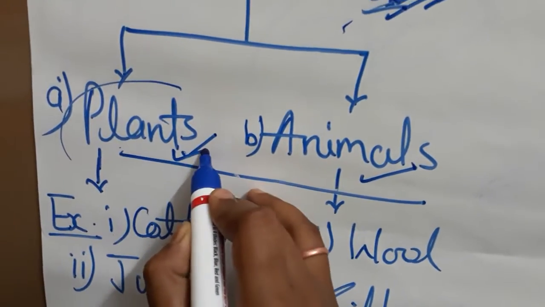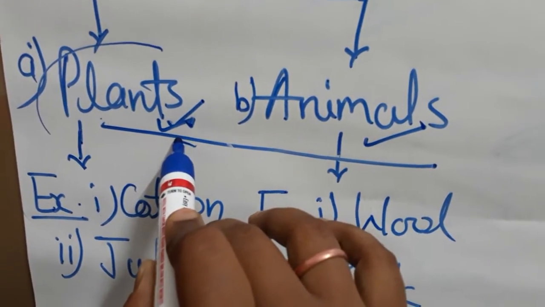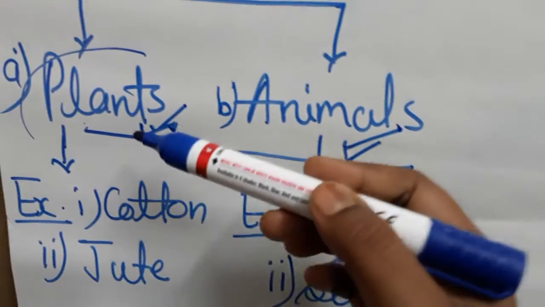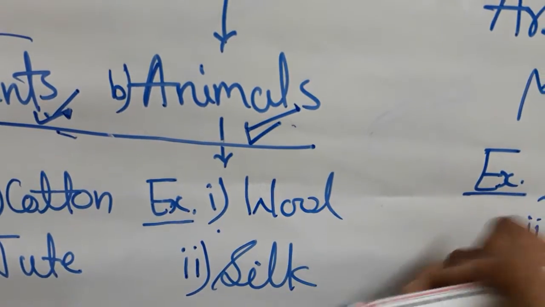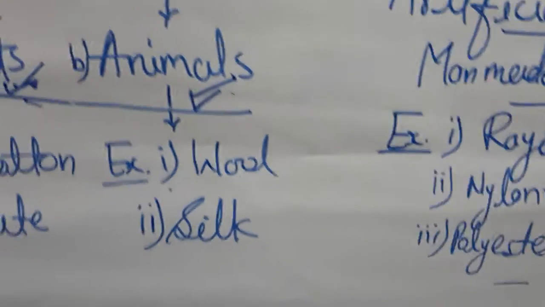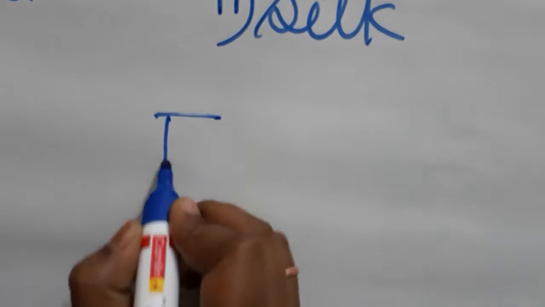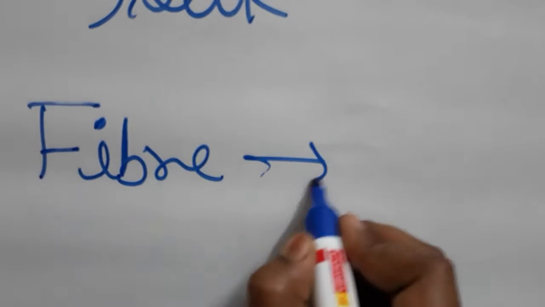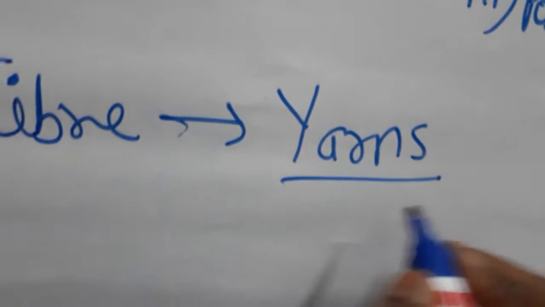The first type is plant, meaning the fiber that we get from plants is called plant fiber. The fiber that we get from animals is called animal fiber. Examples of plant fiber are cotton and jute, and examples of animal fiber are wool and silk. Now look here at the fiber. From fiber we get yarns, which are also called thread.